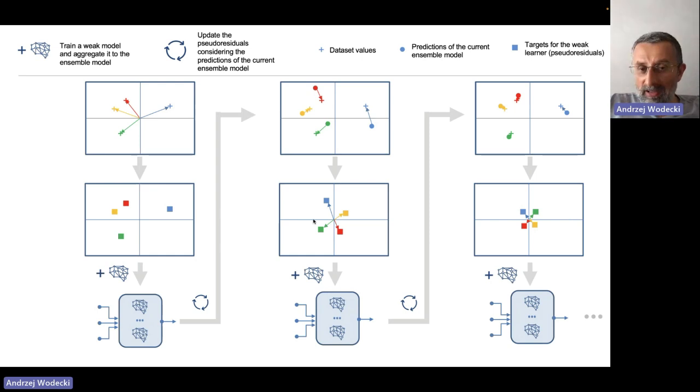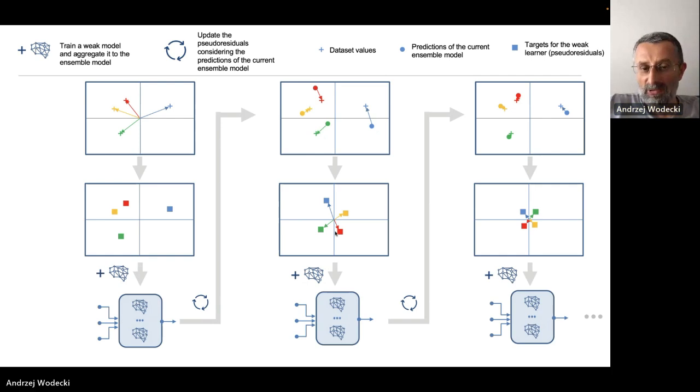Look, this distance, it's pointing a bit west, mostly north. So this is this direction. Can you see? The green one is here, the yellow one is here, and the red one is here. So we train the second model to predict so-called pseudo-residuals, the errors of the previous model.